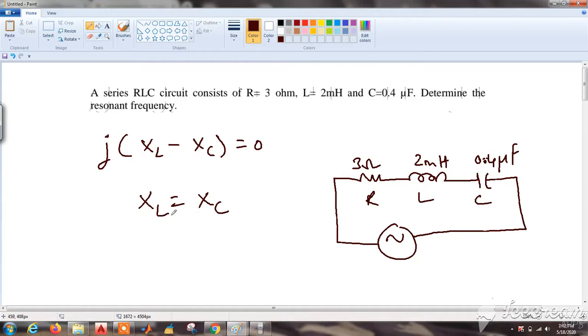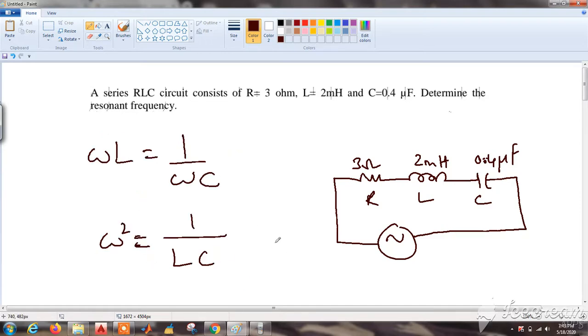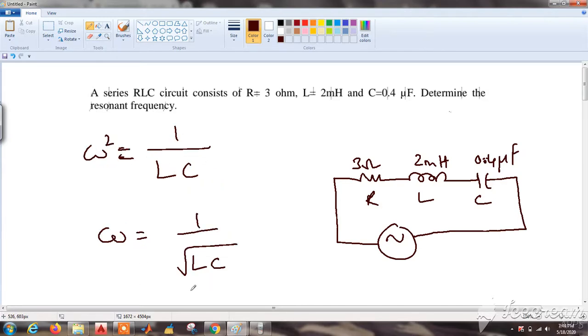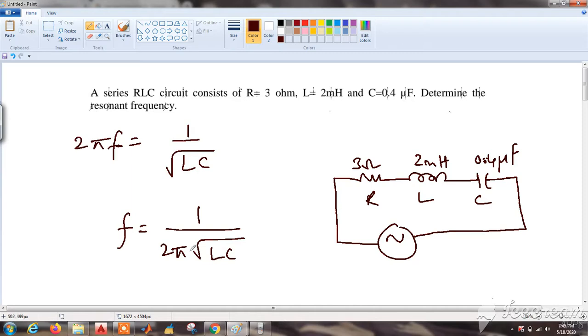Now let us write XL and XC in terms of frequency or omega. We know XL is equal to omega L and XC is equal to 1 by omega C. Therefore omega square is equal to 1 by LC and omega will be equal to 1 by under root LC radians per second. This is angular frequency. Now if we want frequency, we know the relation omega is equal to 2 pi f. Now let us substitute omega equal to 2 pi f here. So we'll get f is equal to 1 by 2 pi under root LC.